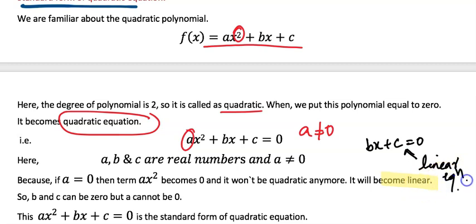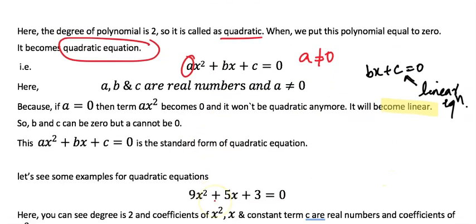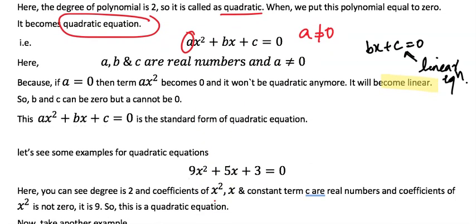Please reply in the chat box: what kind of graph does a linear equation have? Everyone, you have to reply in the chat box, what kind of graph does a linear equation have? Okay, so now moving forward, if a is not equals to 0, this concept must be clear, that is why a should not be equals to 0. Now, this is your standard form.